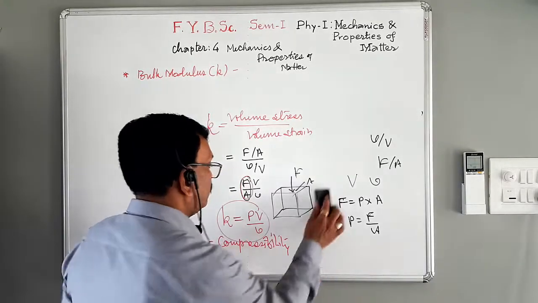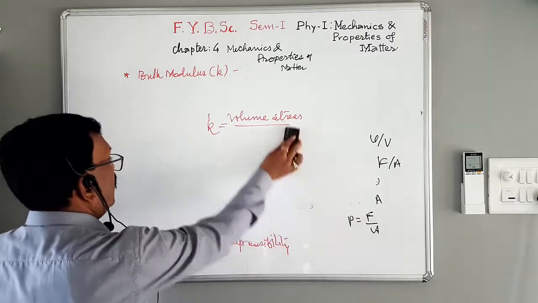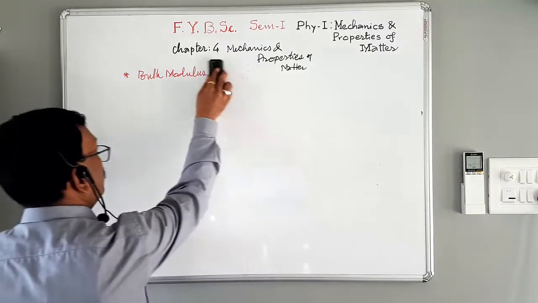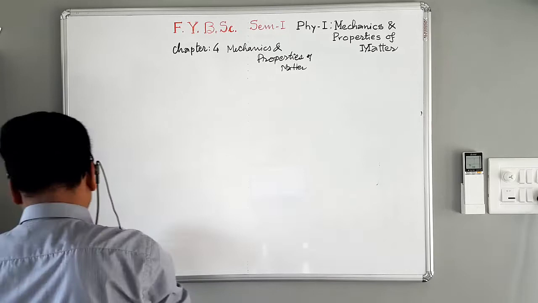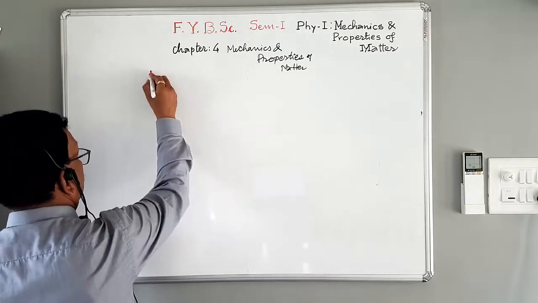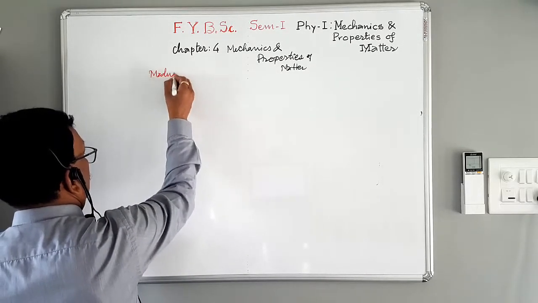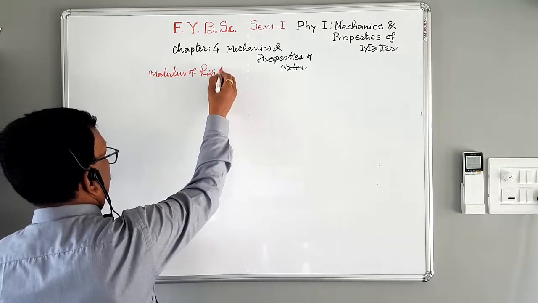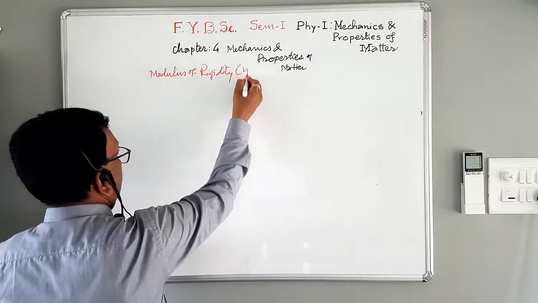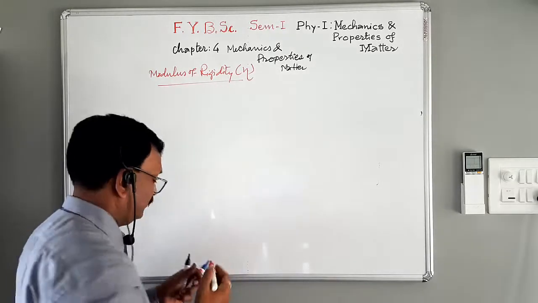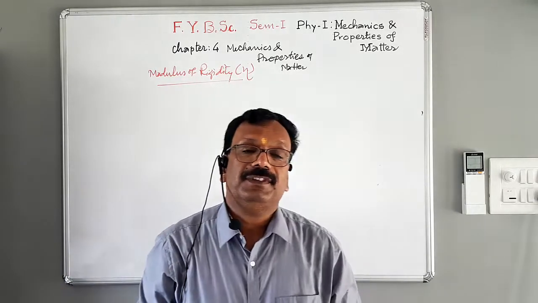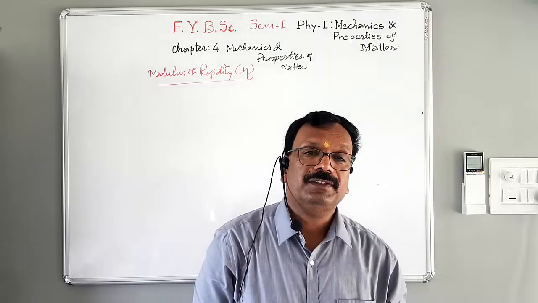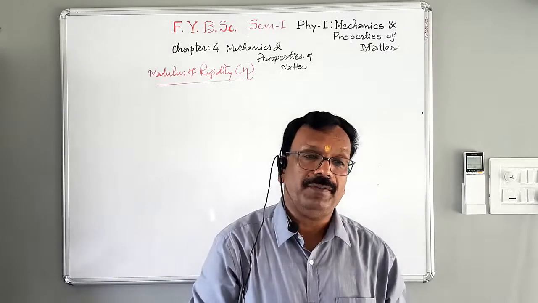Now the last modulus, that is the modulus of rigidity, the last one. And this is denoted by eta. Again this is also a simple modulus, and we can define it in a very simple way.